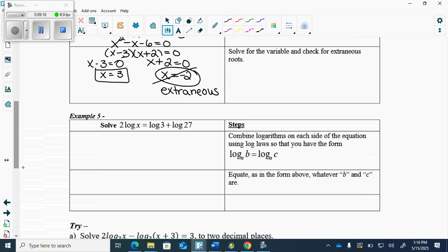All right. What's our problem with 5? There's a 2 in front. Where can we move it to? So now we're going to get, first off, x has to be greater than 0 from the initial restriction. Then we're going to put them together, so we get log base 10 of x squared equals log base 10. What are we going to do with the 3 and the 27?